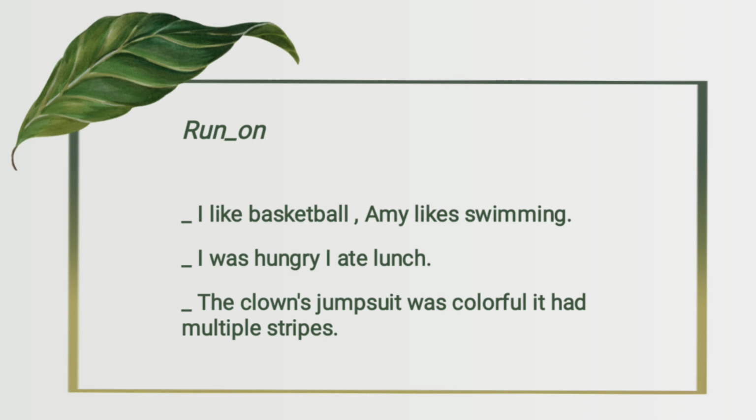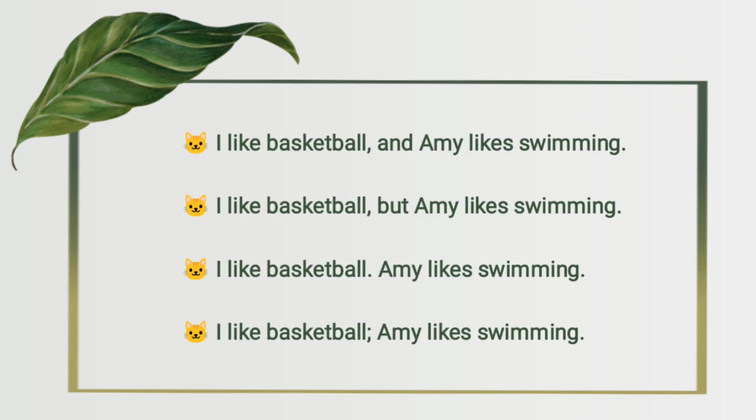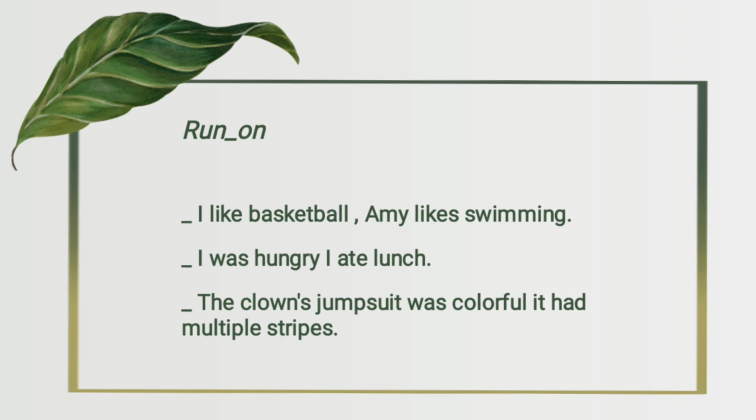The last one, the clown's jumpsuit was colorful. It had multiple stripes. Again, we are seeing two complete sentences without correct punctuation, we don't even have a conjunction, right? So this is also a random sentence. So here we have many examples, and the previous examples are the incorrect ones, right? They are not even complete sentences. So how can we correct them?